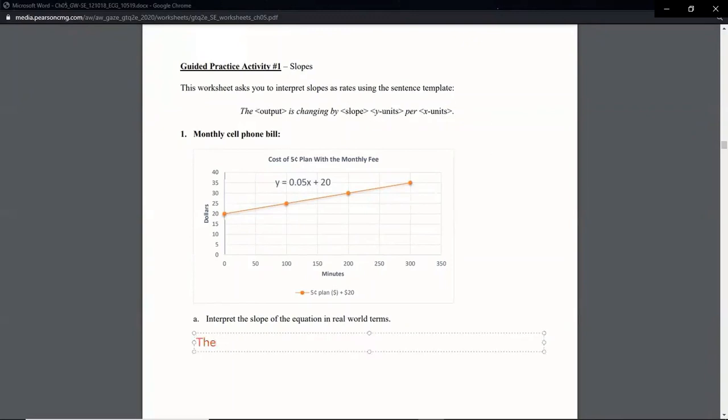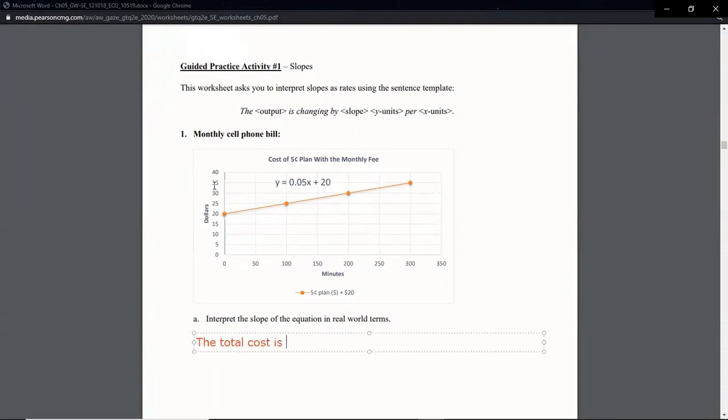So we say all right, the output. What exactly is the output? You might say dollars. The output's dollars because that's what Y is measured in. Well, Y is measured in dollars, but that's not the output. That's how it's measured. The output is the cost. Now, some might say cost, some might say total cost. I like total cost because that really implies it accounts for the variable and fixed amount.